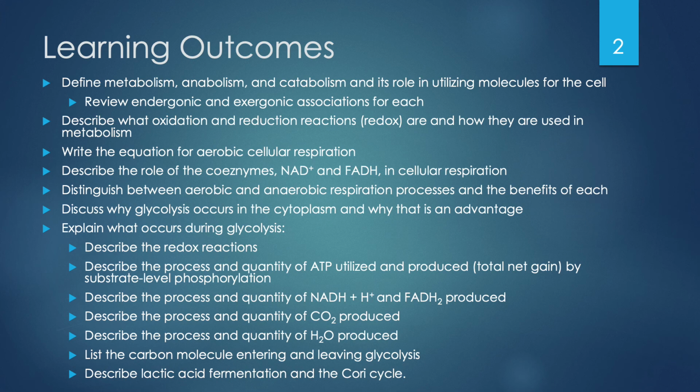So we'll describe redox reactions, the process and quantity of ATP, how it's utilized and produced, which is total net gain, by substrate level phosphorylation. We'll describe the process and quantity of NADH plus hydrogen ions and FADH2 and how that's produced. We'll describe the process and quantity of carbon dioxide being produced, of water being produced, and we're going to be able to list the carbon molecule that is entering and leaving glycolysis, and describe lactic acid fermentation and the Cori cycle.